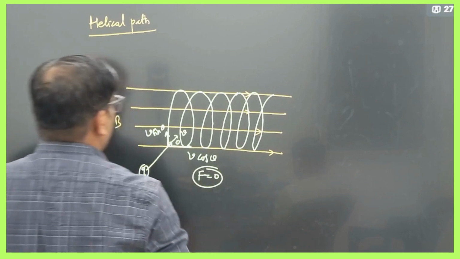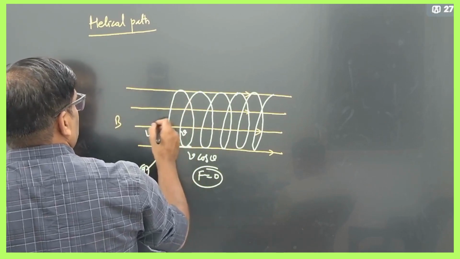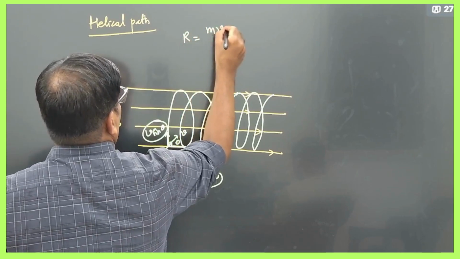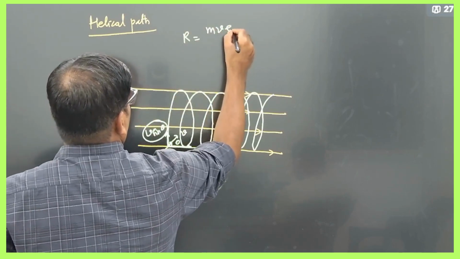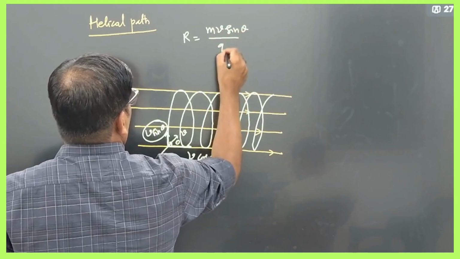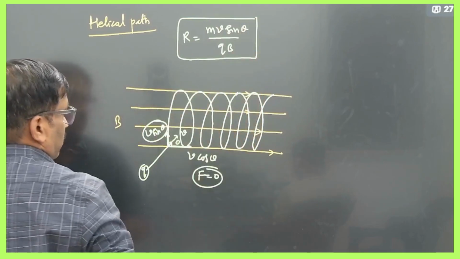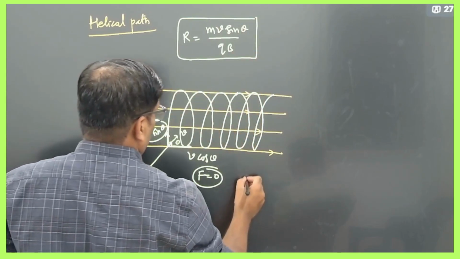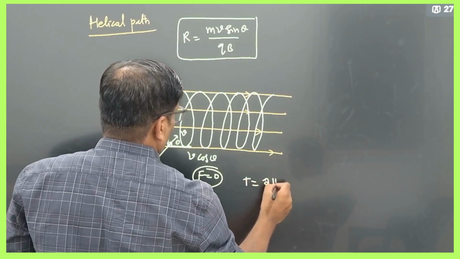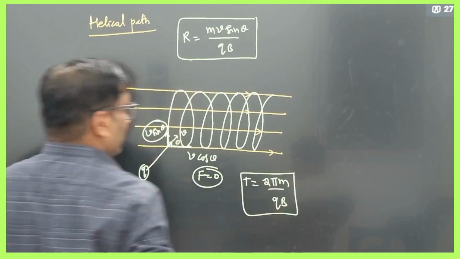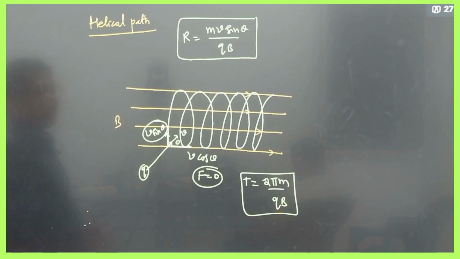So what should be the radius of this helical path? Due to the velocity component v sin theta, the radius is equal to m into v sin theta by qB. This is the radius of this helical path. What will be the time period now? The time period is equal to 2 pi m by qB, right? Because it does not depend upon the speed.